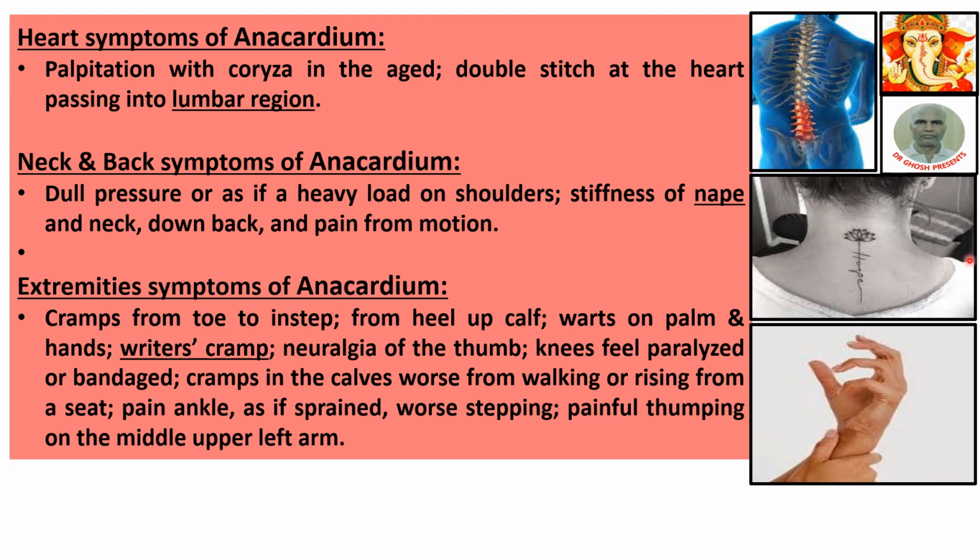Neuralgia of thumb, knees feel paralyzed and bandaged. Cramps in the calves, worse from washing, rising from a seat. Cramps in the calves, cramps in instep, toe. These are very common with almost many persons. Pain in ankle as if sprained, worse stepping, painful thumping on the middle part of left arm.